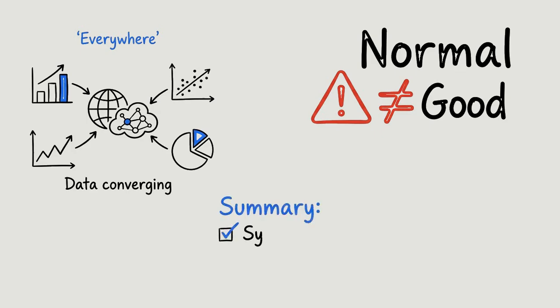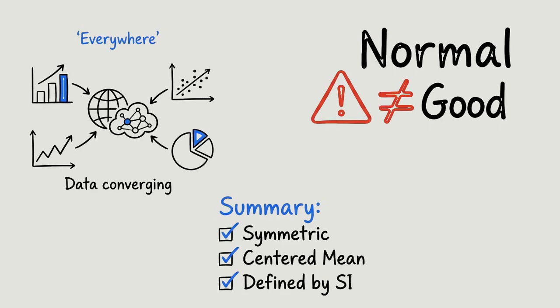In short, a normal distribution curve is a symmetric, bell-shaped model centered at the mean, shaped by the standard deviation, where probabilities are read as areas under the curve.